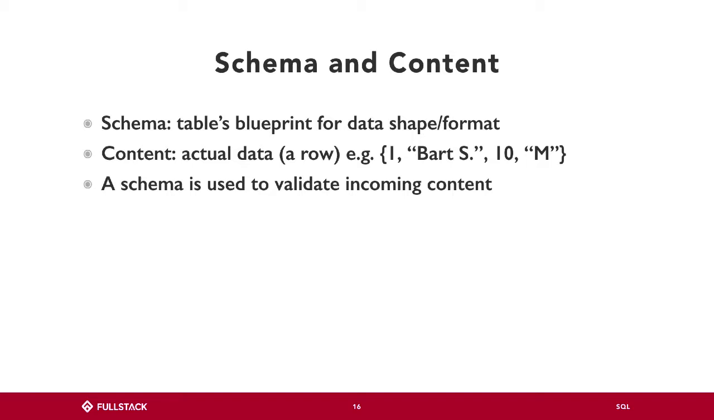The schema says, here's this table. It's got an ID that's a primary key. It's got a first name that's a string. It's got a last name that's a string. It's got an email that's a string. The email is required. There's also a foreign key that's related to this table, right? That's what the schema ends up describing. And the schema can end up getting used to validate the content.